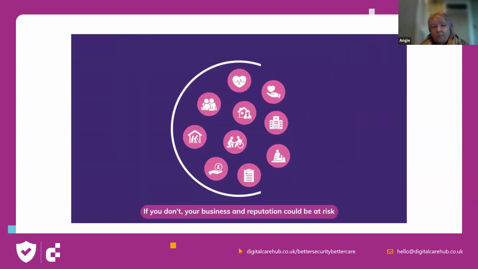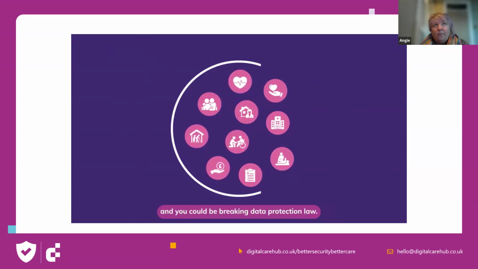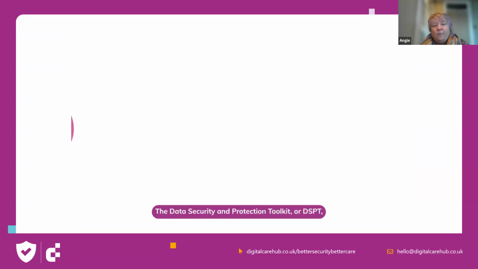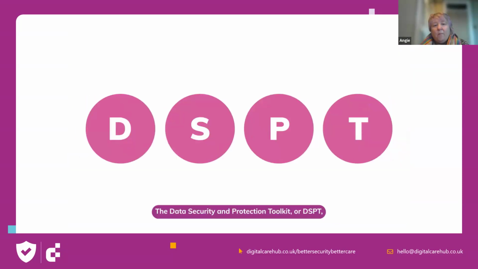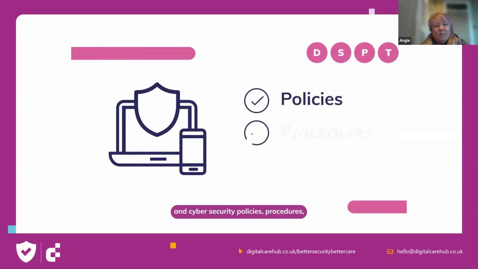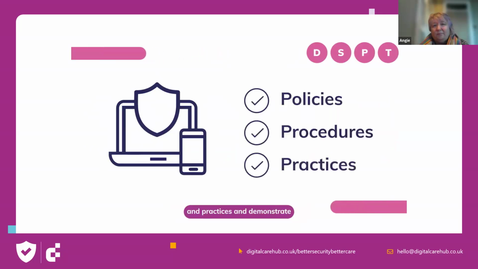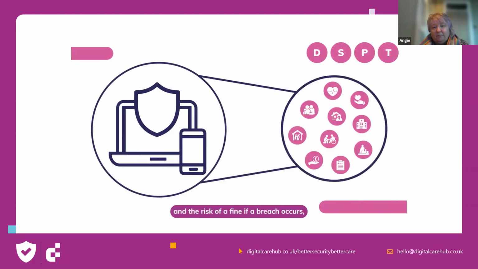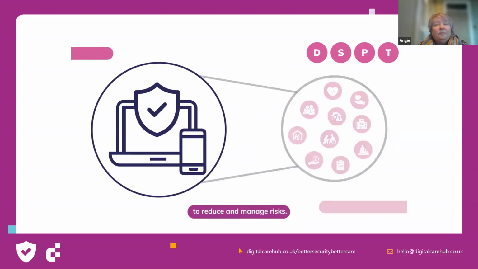If you don't, your business and reputation could be at risk, and you could be breaking data protection law. The Data Security and Protection Toolkit, or DSPT, is an online self-assessment tool. You can use the toolkit to check your data and cyber security policies, procedures and practices, and demonstrate that you have good systems in place. This can reduce the risk of a data breach and the risk of a fine if a breach occurs, as you will be able to show the Information Commissioner's Office the steps you are taking to reduce and manage risks.